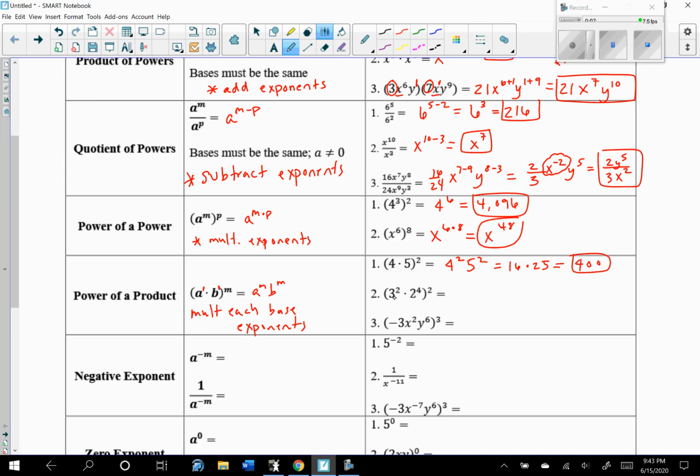Here, same thing. We're going to use our power of product rule. So this would be 3 to the 2 times 2, which is 4. Multiply that by 2 to the 2 times 4, which is 8. And then we can go ahead and simplify this. 3 to the power of 4 is 81, and 2 to the power of 8 is 256, which gives us 20,736.